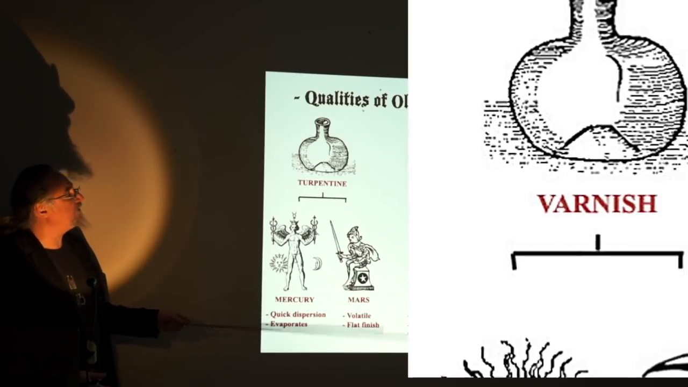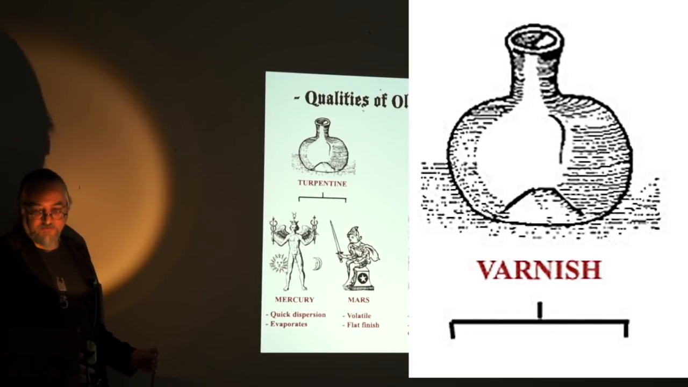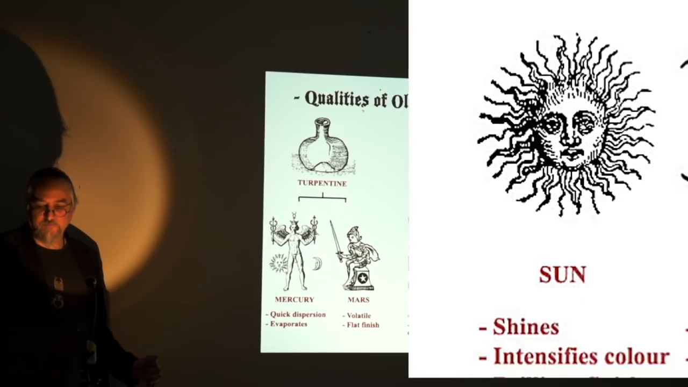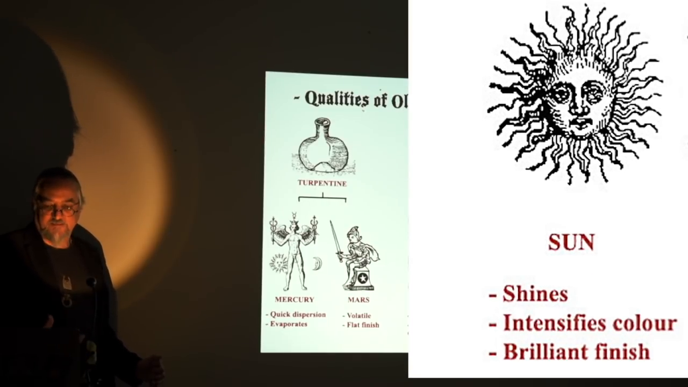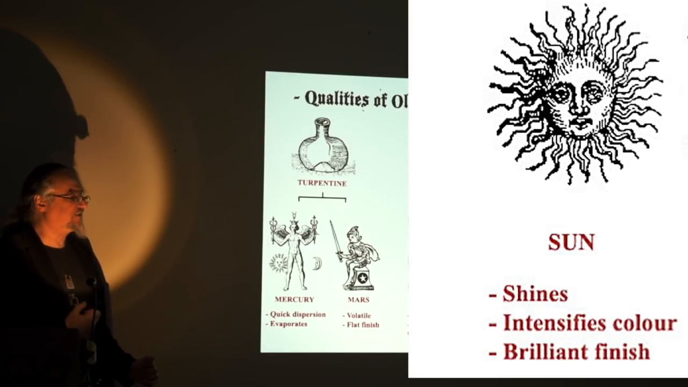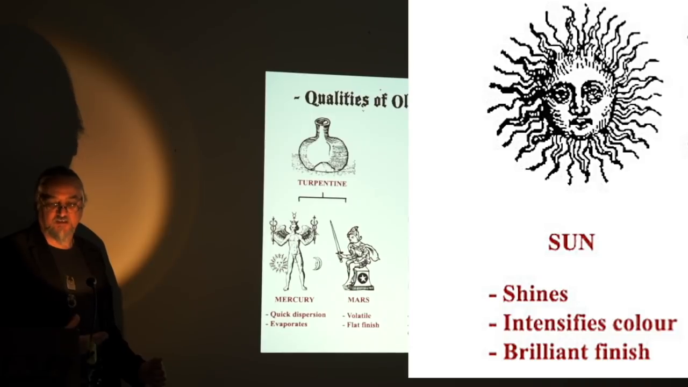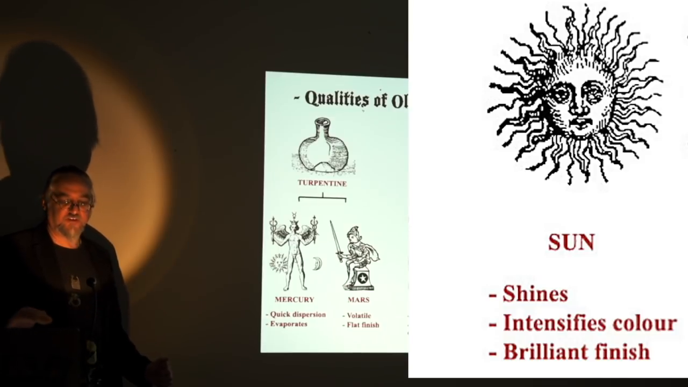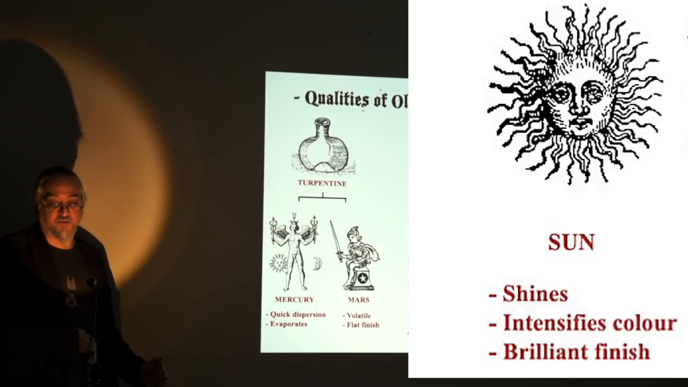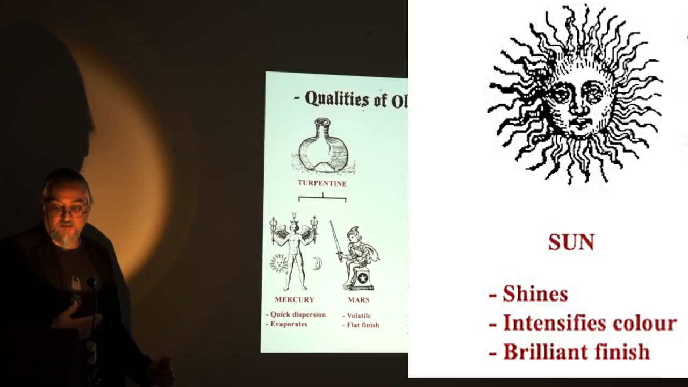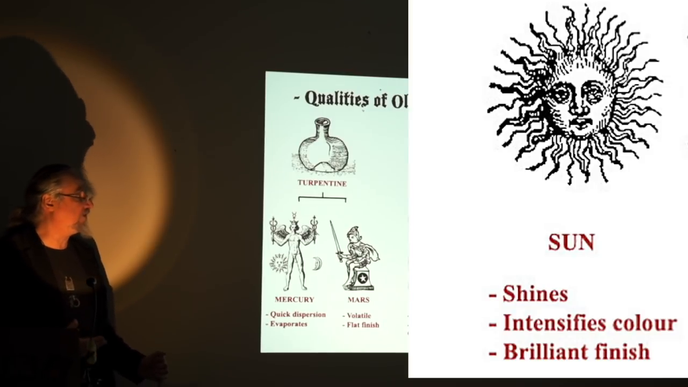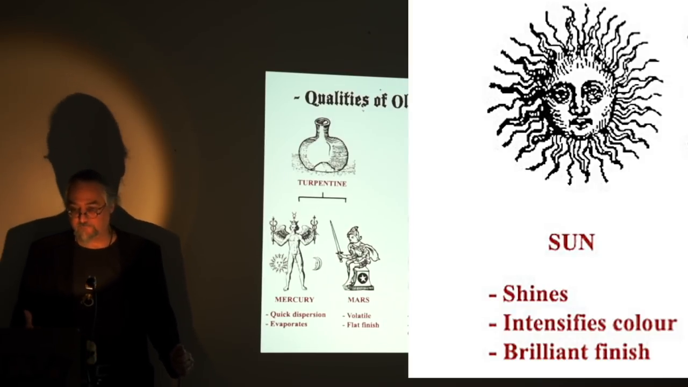Finally, on the far right, you have the varnish. And I say the varnish has qualities both of the sun and the moon. Like the sun, the varnish allows the colors to glow more, and it gives them more penetration of light into the pigments to allow them to shine. So it intensifies the color, and also on the surface, particularly if you're using a glossy varnish, it gives a brilliant finish, and that also allows for the colors to shine.